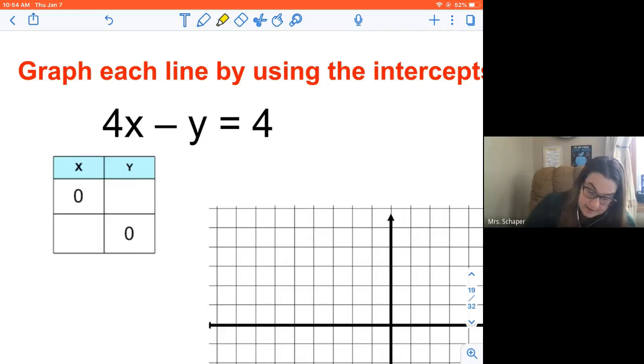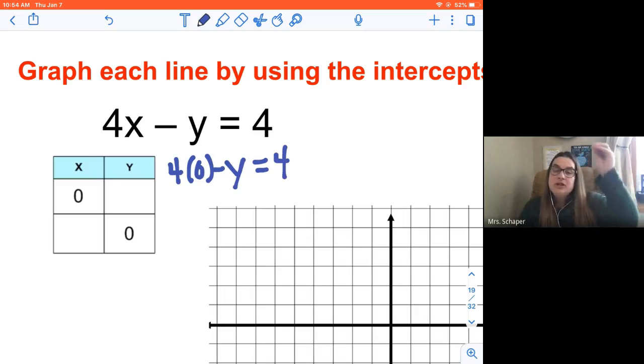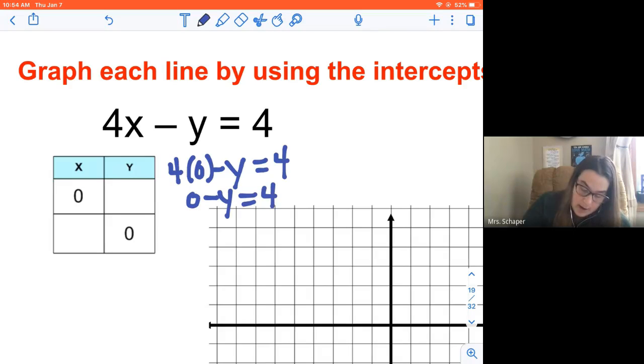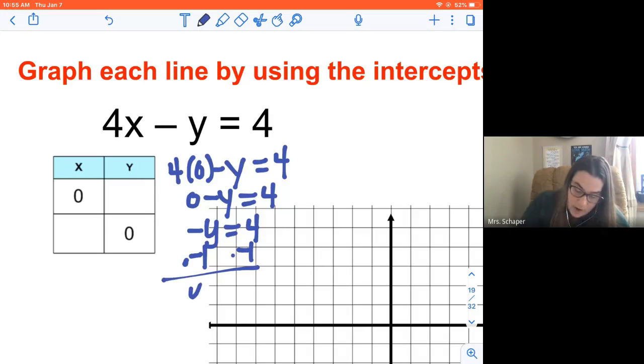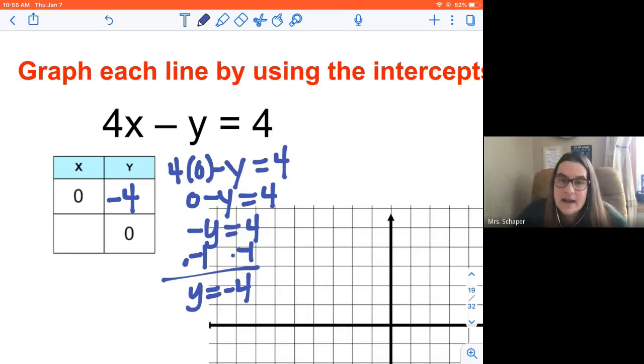So here we go. x is 0. So we're going to take 4 times 0 minus y equals 4. We're substituting 0 in for x and solving for y. So 0 minus y equals 4. So negative y equals 4. I don't want to know what negative y is. I want to know what positive y is. So like we talked about with standard form, if I multiply it by -1, that y becomes positive. So y is -4. When x is 0, y is -4.